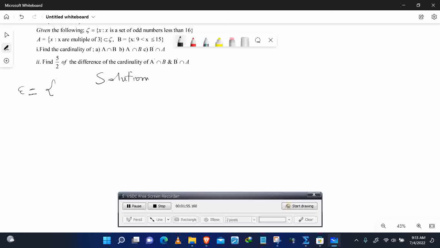So the set of odd numbers less than 16 are, sorry, we start with 1, 3, 5, 7, 9, 11, 13, 15. Now you're supposed to continue to 17, but we notice that the universal set is the set of odd numbers less than 16. So we know that 15 is less than 16, so we end it here.